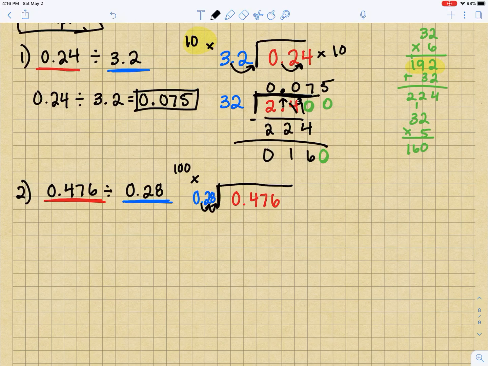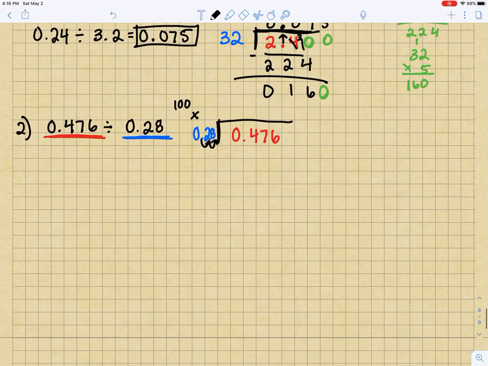So we're going to multiply 28 hundredths by 100. Do you see the connection there? Let me say that again. I'm multiplying 28 hundredths by 100 to make it a whole number. So I move the decimal twice, and this is what happens. So now I have 28 as my divisor.